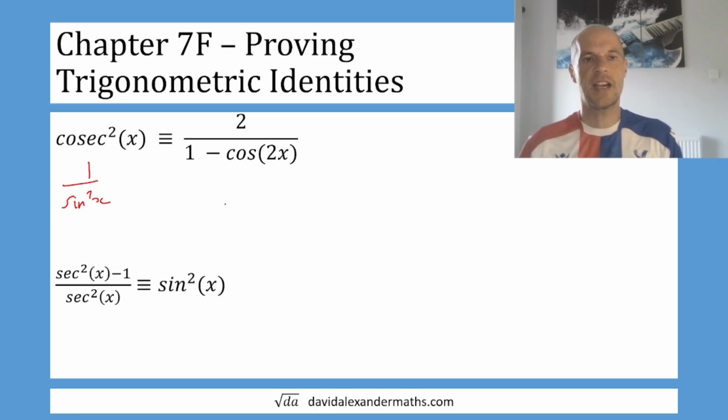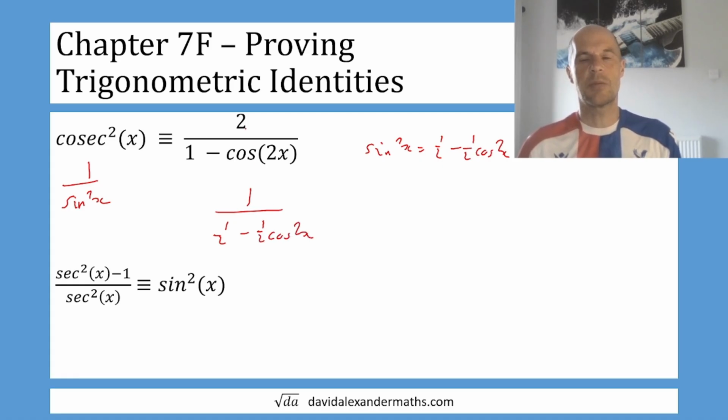Now sine squared x, I think it was the very first example, can be written as a half take away 1 half cos 2x. So what we have here is 1 over 1 half minus 1 half cos 2x. Well, if I double the top and double the bottom, then I get 2 over 1 minus cos 2x. Okay, this bottom one looks quite nasty.